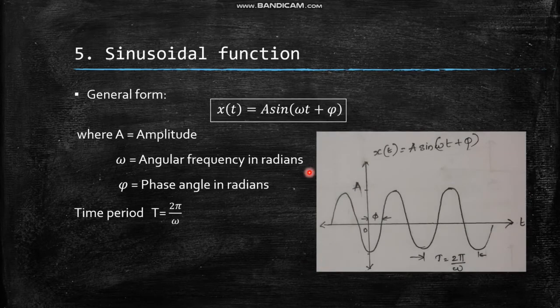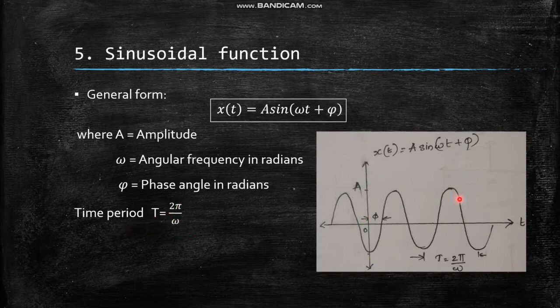The fifth elementary signal is a sinusoidal function. The general form of a sinusoidal continuous time function is x of t is equal to a sine of omega t plus phi, where a is the amplitude of the signal, omega is the angular frequency in radians, and phi is the phase angle in radians. As the sinusoidal function is periodic in nature, the time period T can be written as 2 pi by omega.